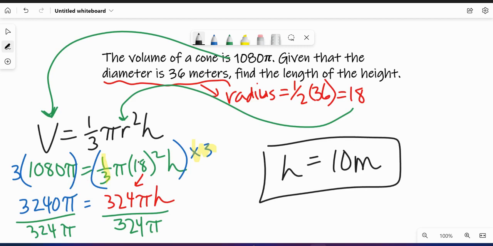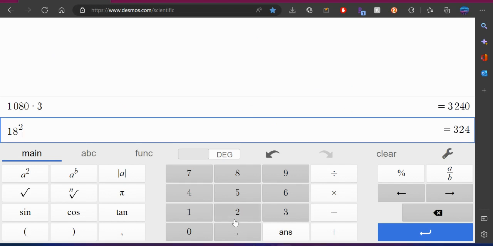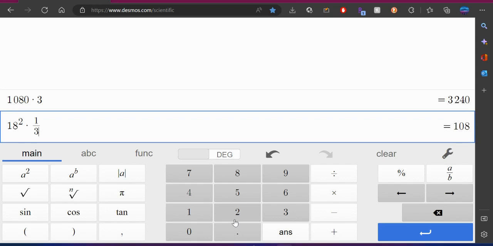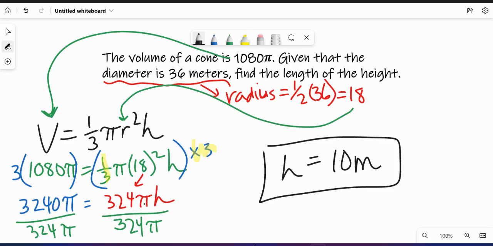And again, you could have figured out 18 squared and then divided by 3, and then divided both sides. That's another way you could have done it too. So you could have done 18 squared times 1/3, which is 108. So over here, you could have had 108 pi and divided both sides by that as well. Again, multiple ways to get to the same answer. All right, let's look at one more.